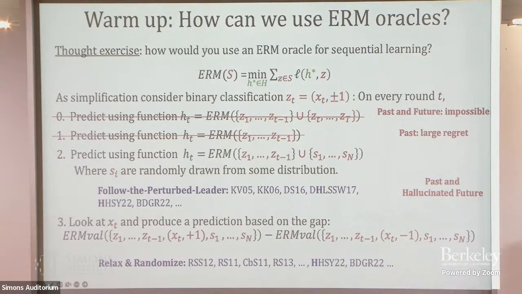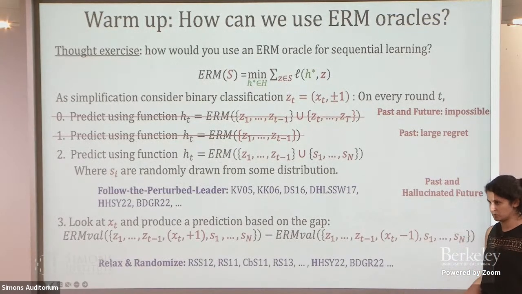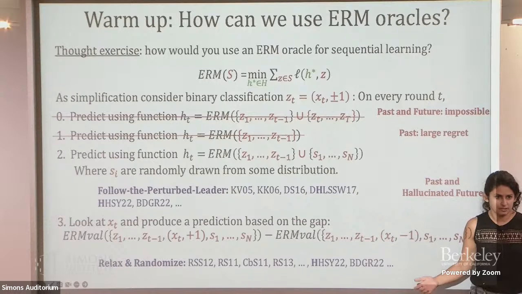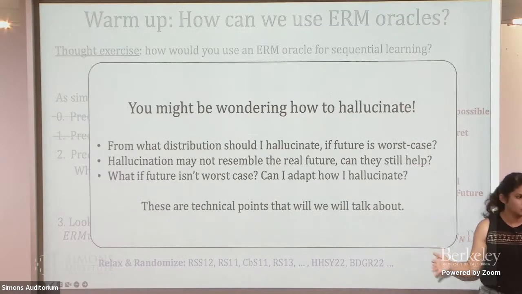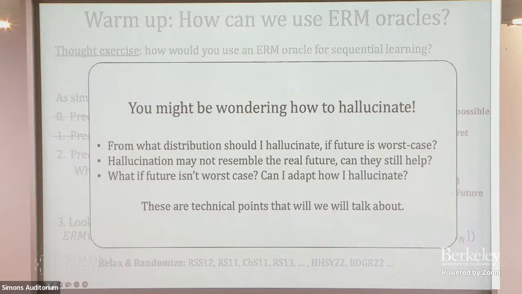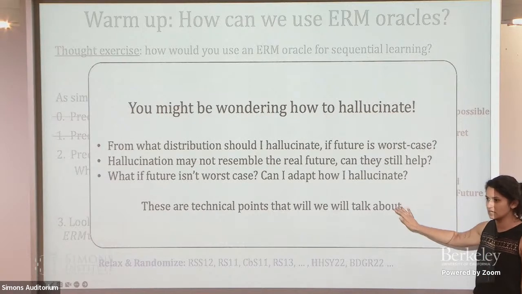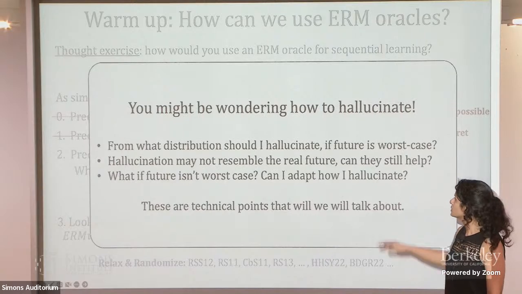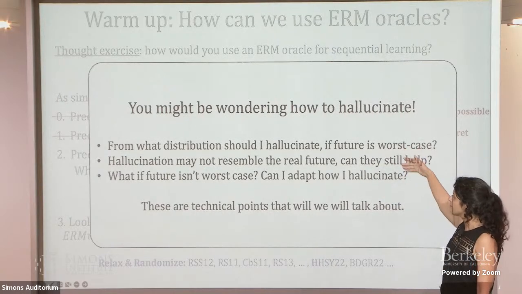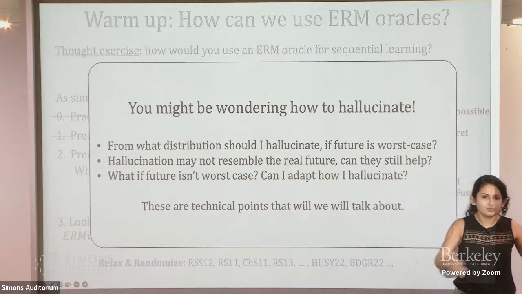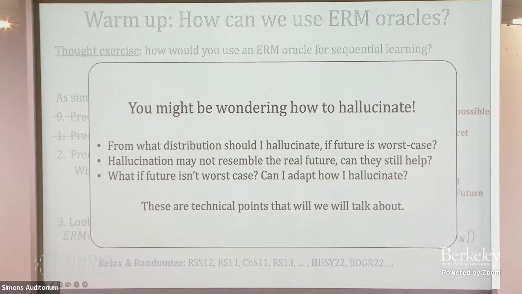Okay, so by now there should be one obvious question in your mind, which is that I'm talking about hallucinations, but what are these hallucinations? This is what you're wondering. And if you're wondering how to hallucinate, good news is no substance is necessary. And we will talk about this. Essentially, there are technical points we'll talk about, not at mathematical depth, but briefly, which is what is this distribution you should be sampling from? What if I don't know the future, why does it matter if I can hallucinate it if it doesn't look like the future? And if I know something about the future, then how is this any better?